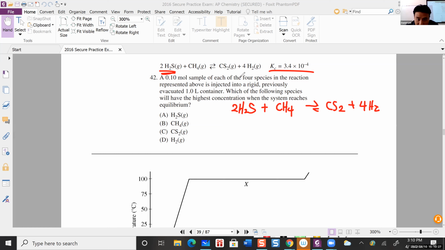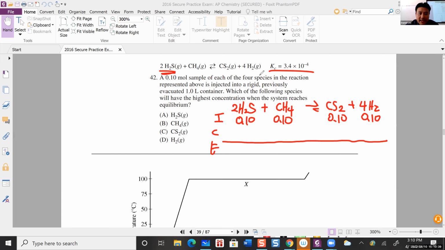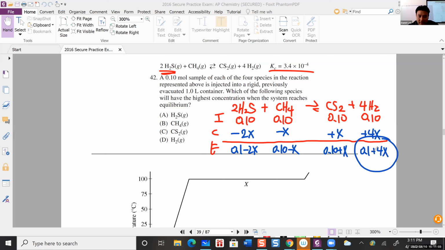You have 0.1 moles of each of the 4 in 1 liter. So everybody is 0.1 molar, guys. That's for the icebox. So I start with 0.1 molar, and then who has the highest concentration? You just follow the coefficient. The coefficient for the first one is 2, so minus 2x. Second one is 1, minus x. And then plus x, plus 4x. If you write down the icebox in terms of x, then you know who is highest, because they all have initial 0.1. So the highest one is the last one, 0.1 plus 4x. So it has to be hydrogen.